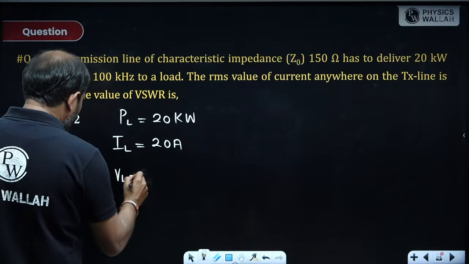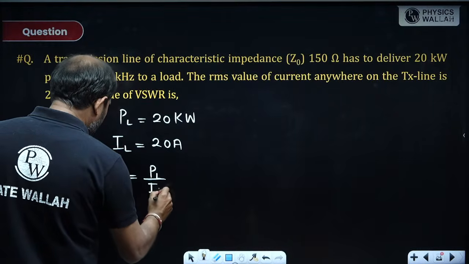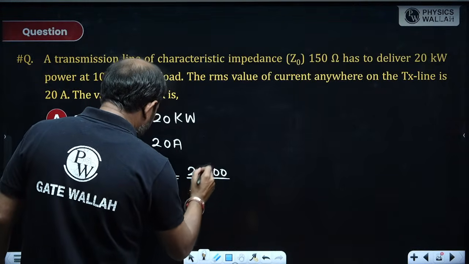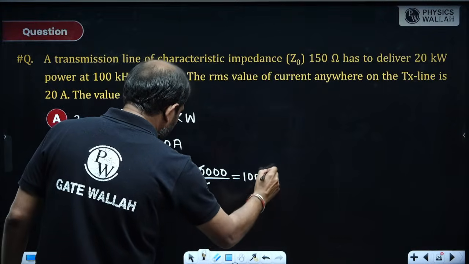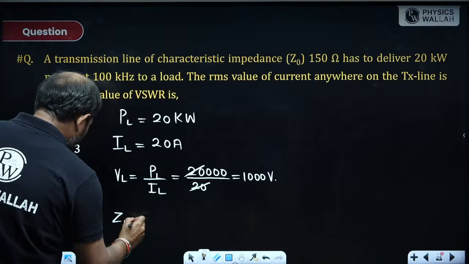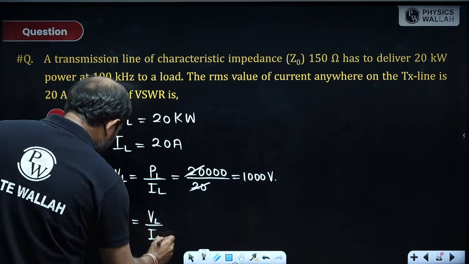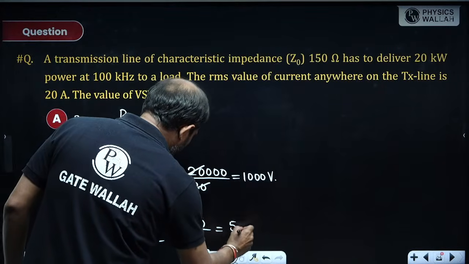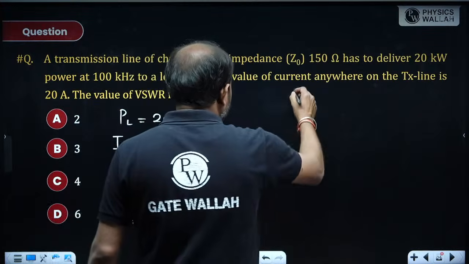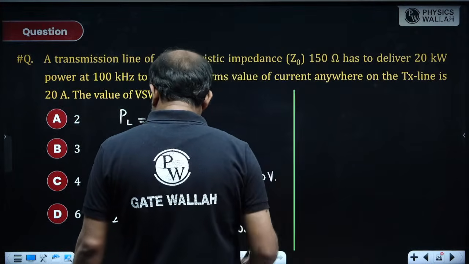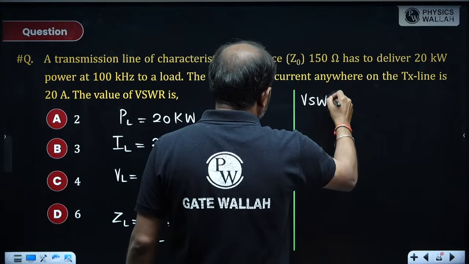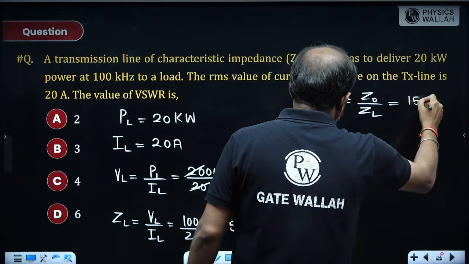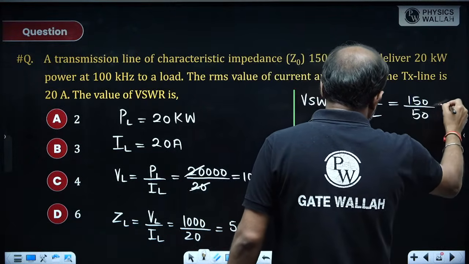So VL is equal to power at load upon IL. Power at load 20,000 divided by 20. It will be 1000 volt. Then ZL is equal to VL by IL. 1000 upon 20. So it will be 50 ohm. Then ZL we have calculated, VSWR is equal to Z0 by ZL. Why? Z0 is greater. 150 divided by 50. It will be 3.